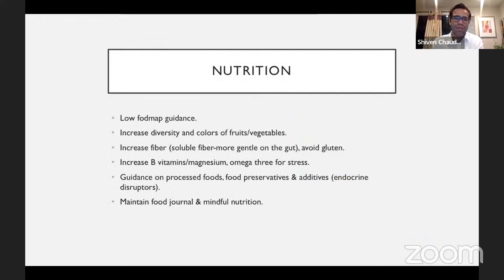Nutrition. So, low FODMAP guidance. I don't know if you guys know, but this is one of the first-line therapies we use for irritable bowel syndrome. This is not a lifelong sentence. These are fermentable carbohydrates that we try to reduce for a short period of time to make patients feel better, get their gas and bloating better, and then eventually be less restrictive.